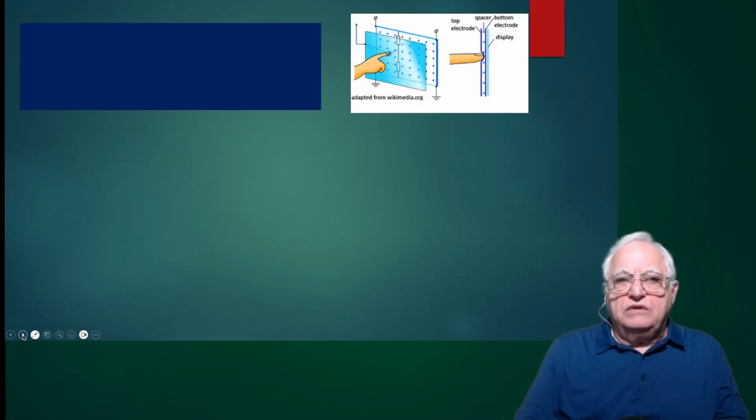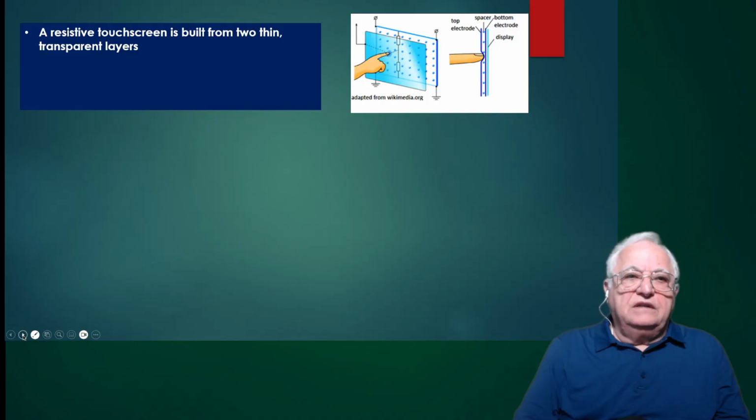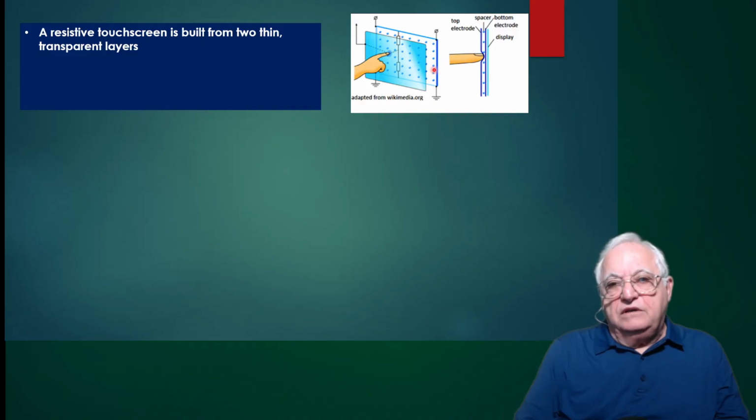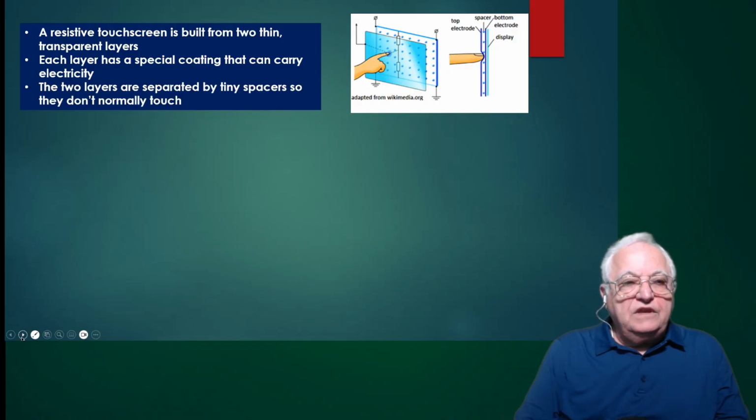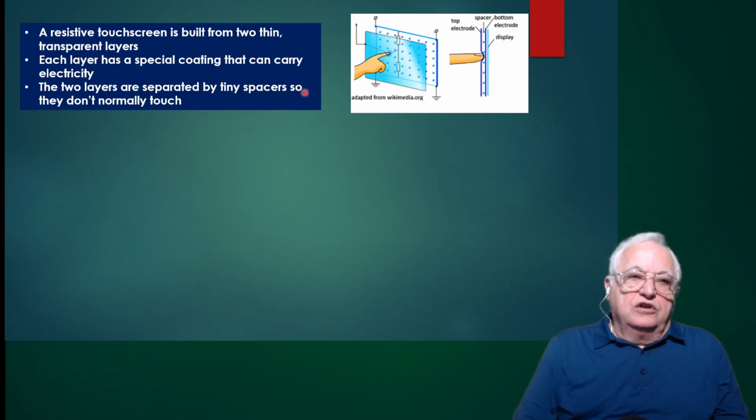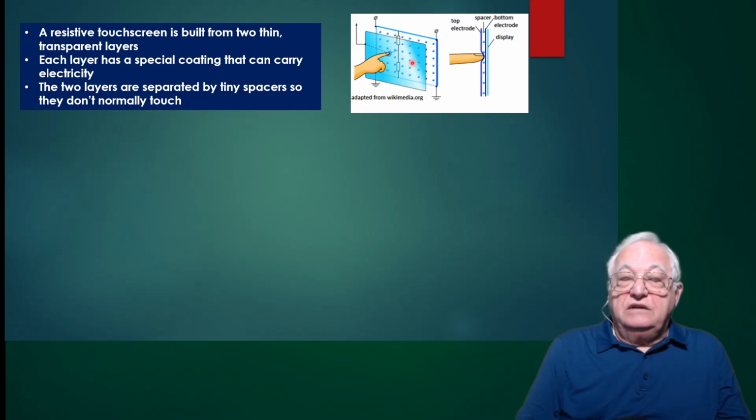So let's talk about the description. A resistive touchscreen is built from two thin transparent layers. Each layer has a special coating that can carry electricity. The two layers are separated by a tiny spacer so they don't normally touch. So basically you have two transparent layers. They are conductive and they are separated by spacers, and they would go on top of a display, for example.